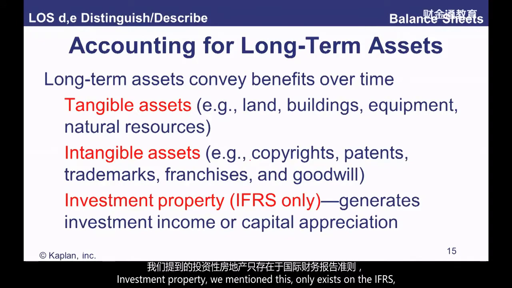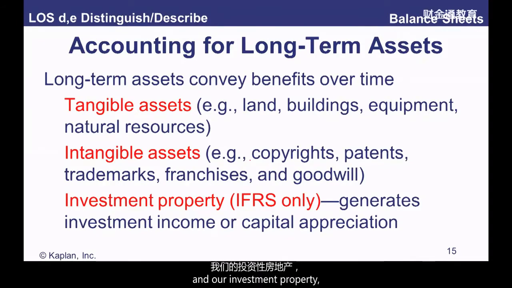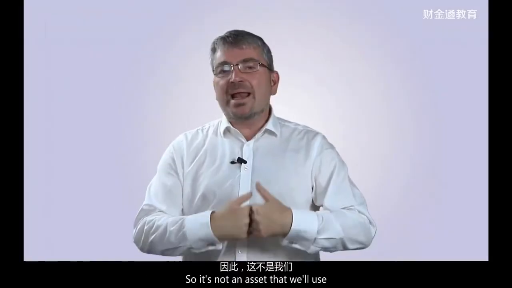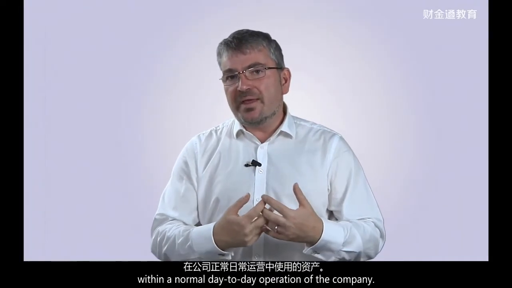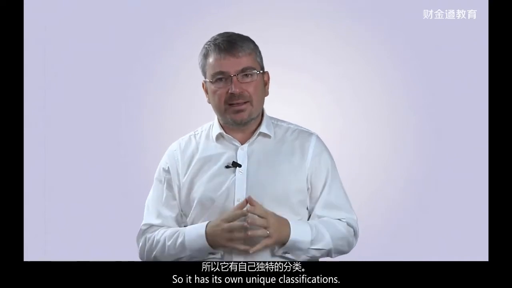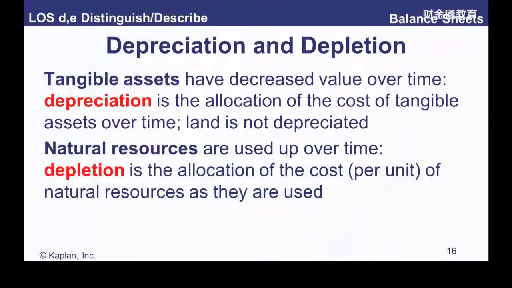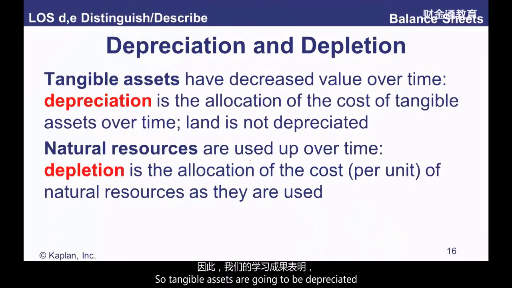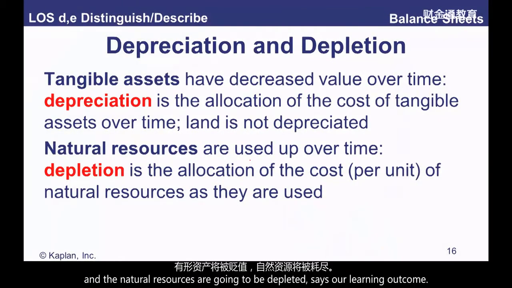Investment property, we mentioned this, only exists under IFRS, and our investment property essentially is property held for its investment potential, i.e. its rental potential and its capital appreciation. So it's not really an asset that we're going to use within the normal day-to-day business operations of the company. So it has its own unique classification. So tangible assets are going to be depreciated and natural resources are going to be depleted, says our learning outcome.